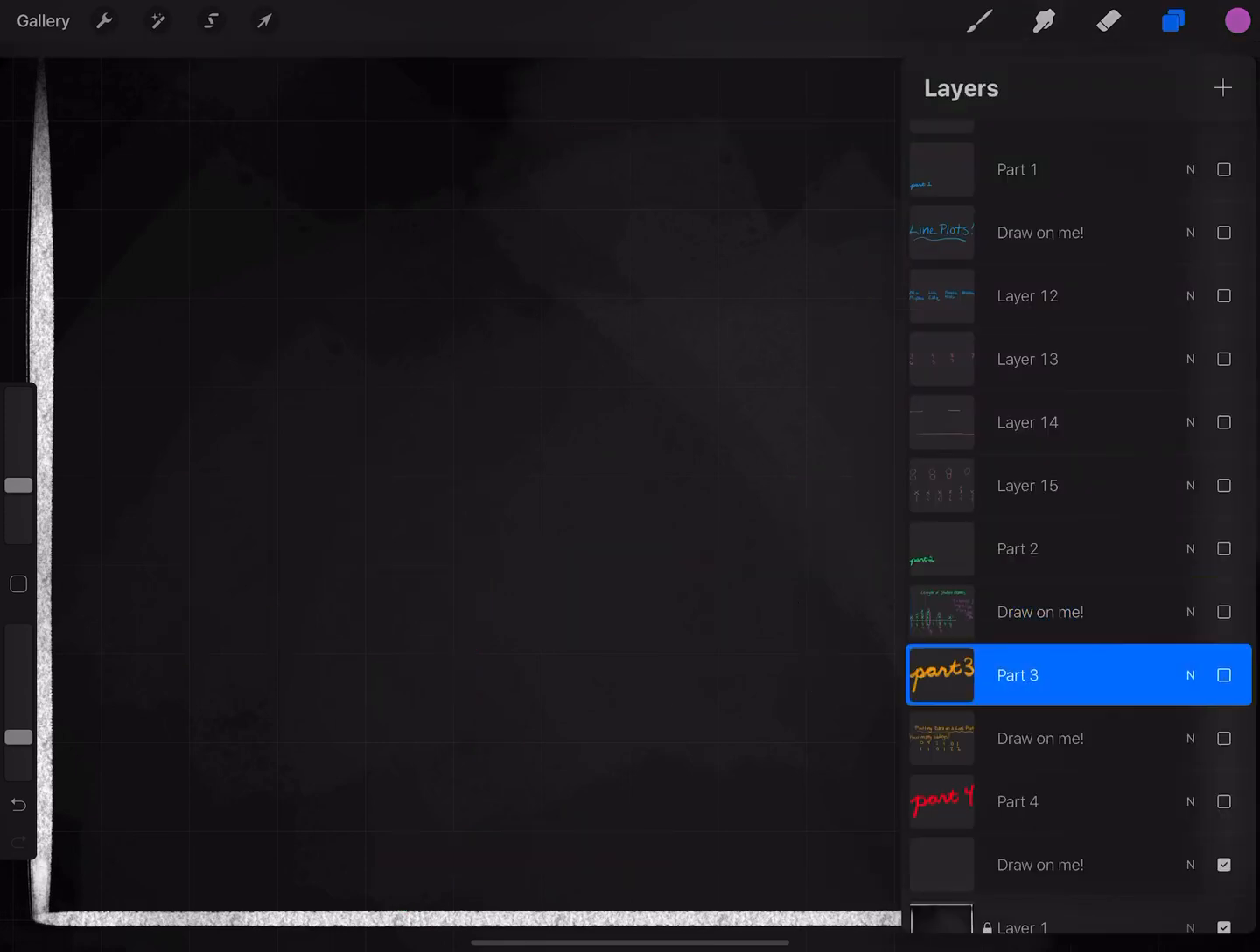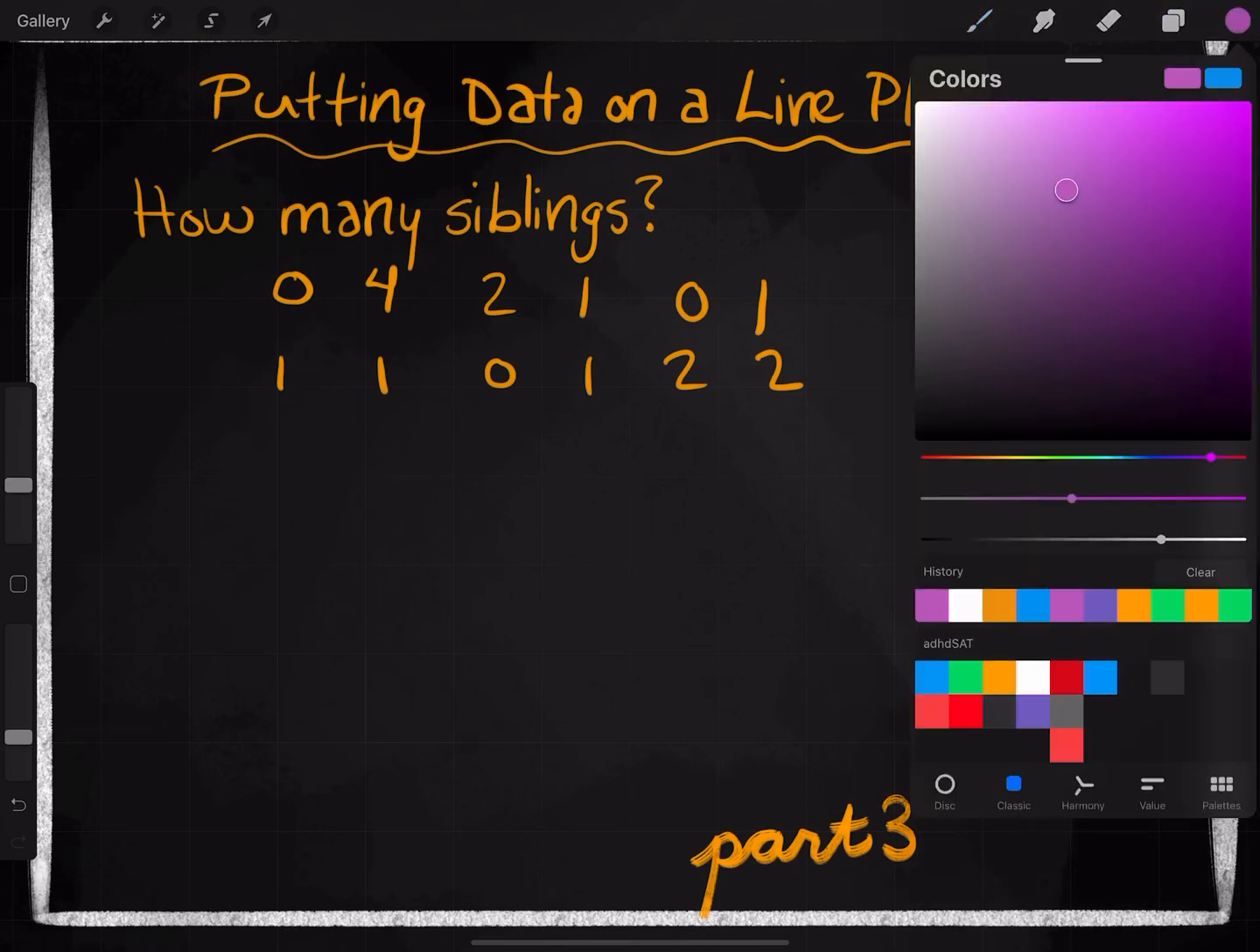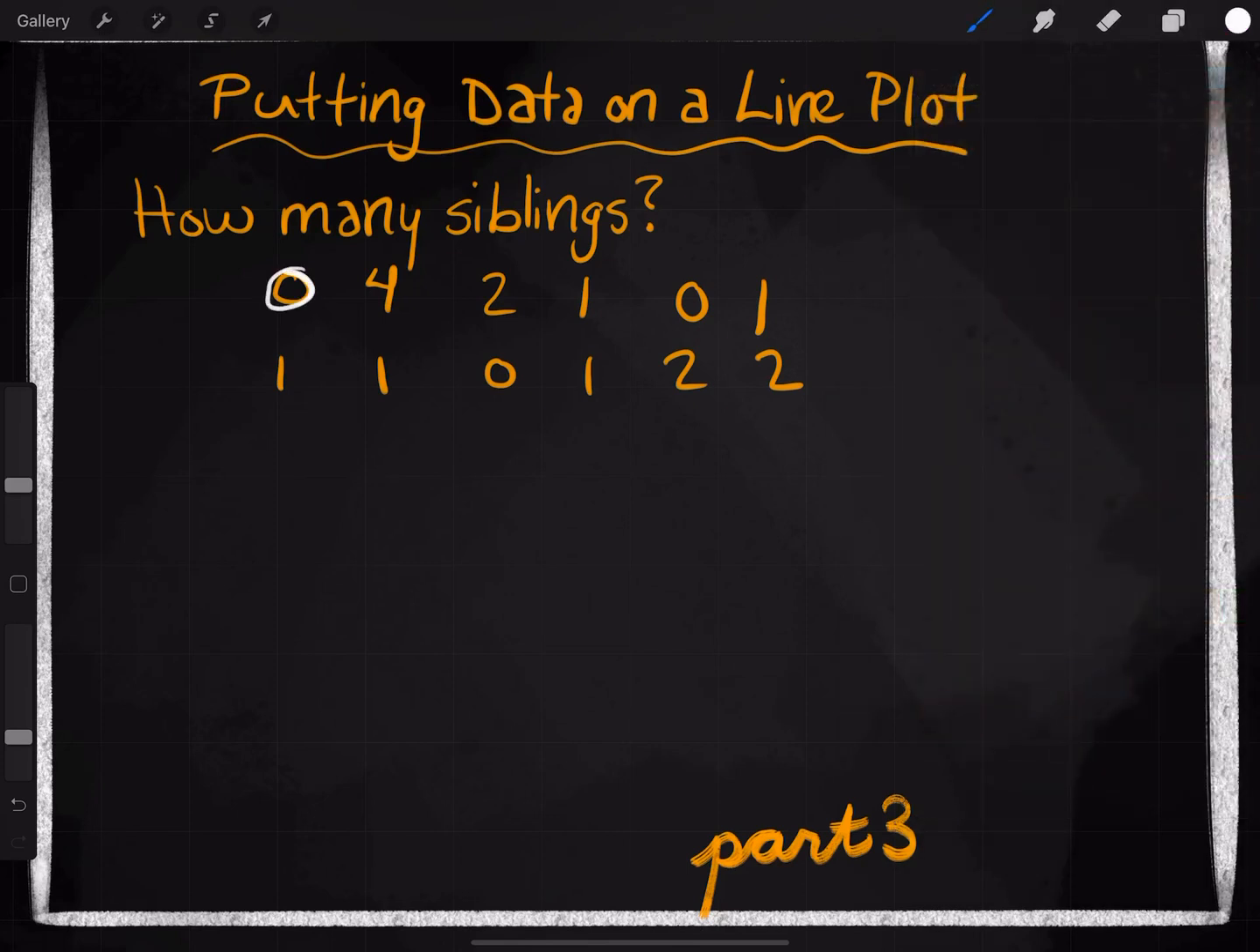All right, very last part here, putting data onto a line plot. So this is if I went around and asked a bunch of people, how many siblings do you have? Person number 1 said 0. Person number 2 said 4. And so I just wrote down, kind of in a random list, 0, 4, okay, next person said 2, next person said 1, next person said 0, then 1, 1, 1, 0, 1, 2, 2.